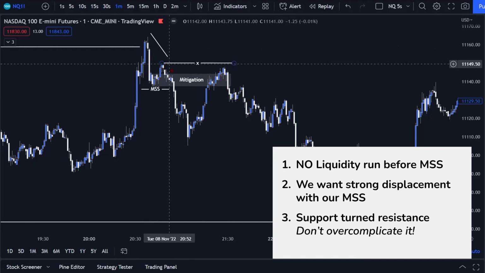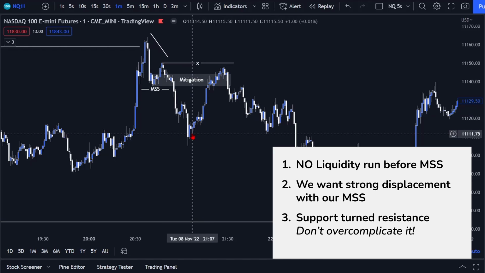Just like anything else, you really want to see that displacement come in from that market structure shift, and then you can look for your entry, whether that's a mitigation, a breaker block, 2022 mentorship model, etc.